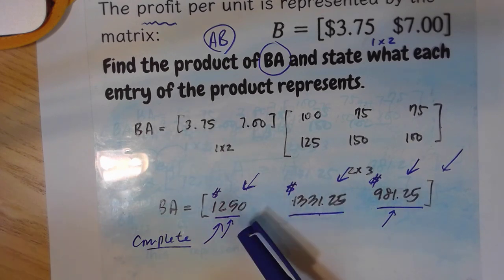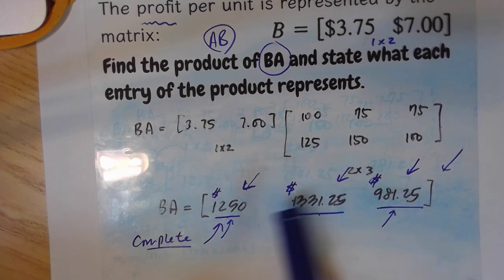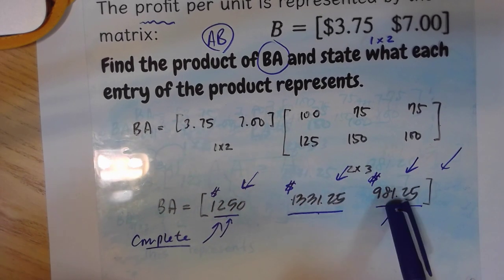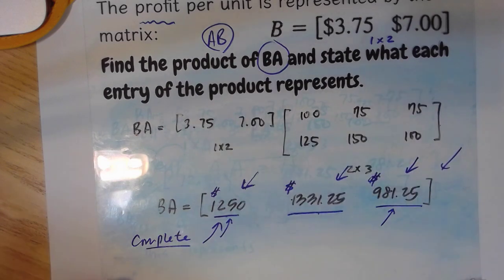Again, I'm going to repeat what these values mean. These three values represent the profit of each fruit produced from each country.